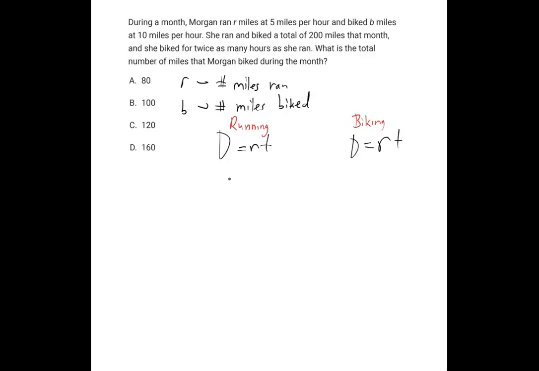So she ran R miles, and the speed is 5 miles per hour, and the T is the time running. Let's call that T1. And she biked B miles, and that was at 10 miles per hour, and we don't know that amount of time. So now it makes a little more sense when the question tells us she biked for twice as many hours as she ran.